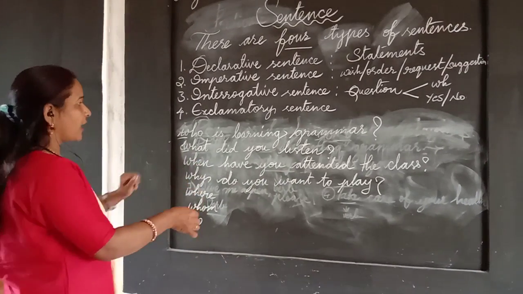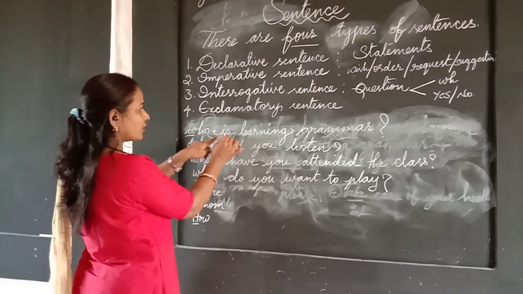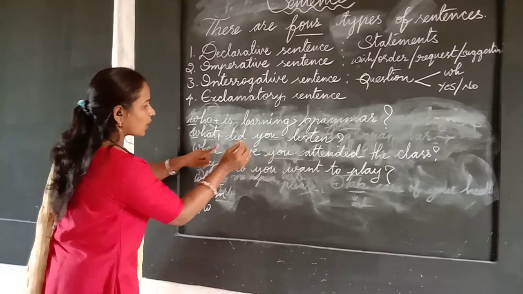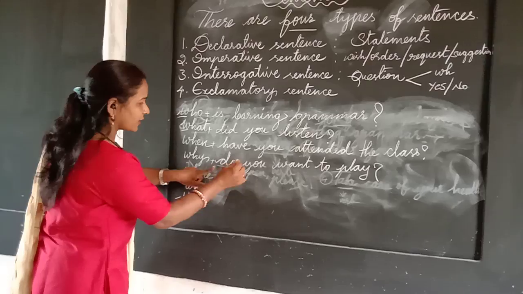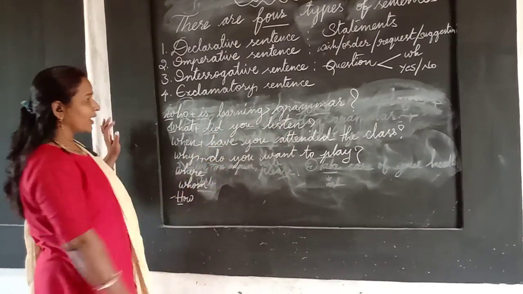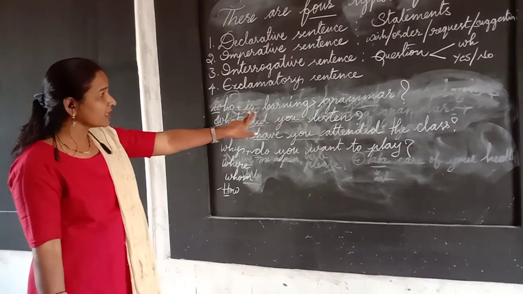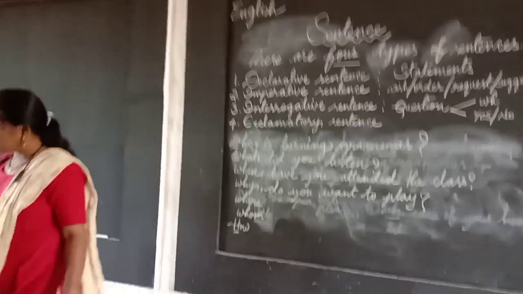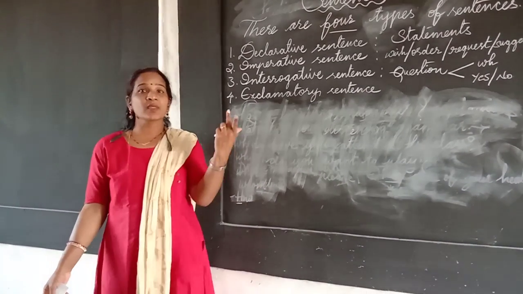When you observe carefully, after the WH word you have an auxiliary verb: WH word plus auxiliary verb. See, this format is the right format in posing questions. After every WH word, you need an auxiliary verb. Then what are they? What are the helping verbs? Helping verbs are is, am, are.